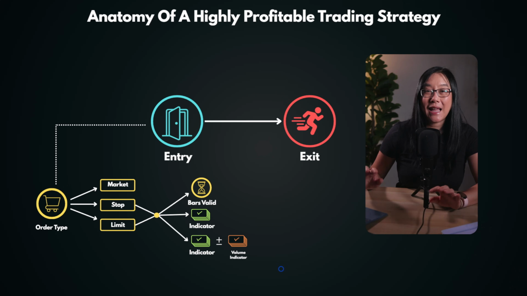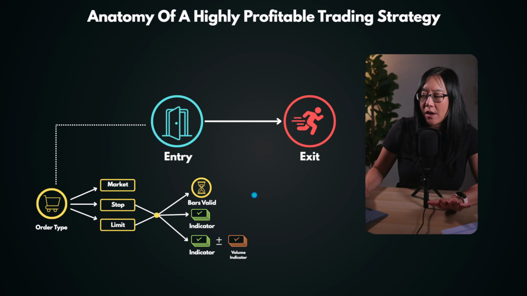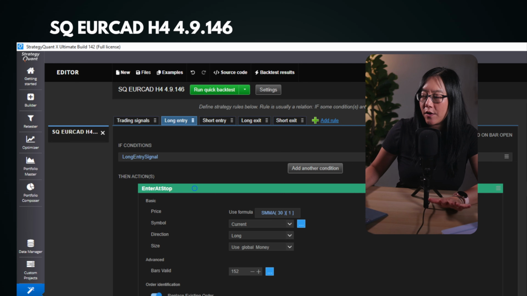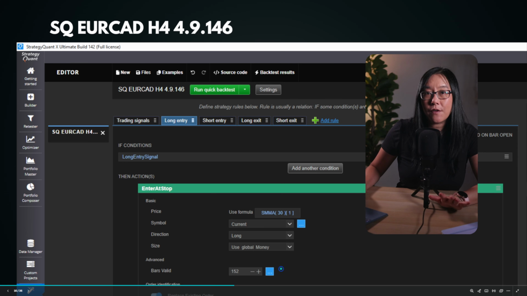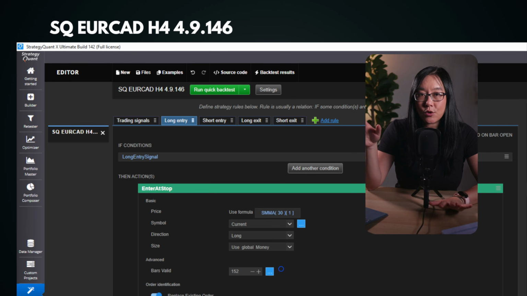These are pending orders placed above or below the current market price. So when the price reaches this level, it will get executed. And the first thing we need to define is how long our pending order should be valid for, which is this icon right here, bars valid. And in Strategy Quant, if we switch over to the long entry or short entry tab, for this particular strategy, it's entering using a stop order, and you can see here the trade is open for 152 bars, which means after 152 bars from its initial time it is placed, if the price has not reached the level that we set, then this trade will expire and won't get executed.